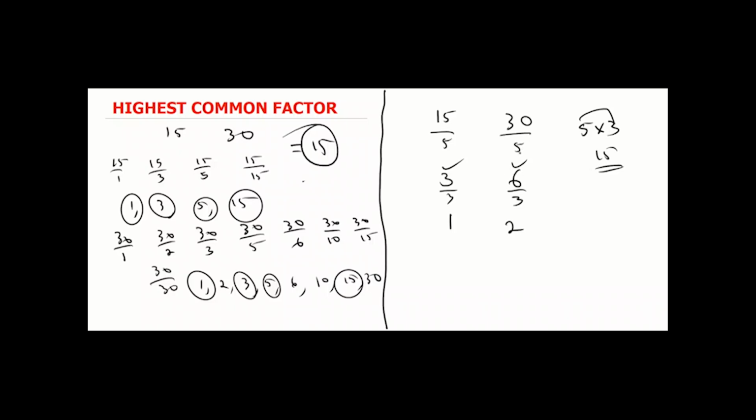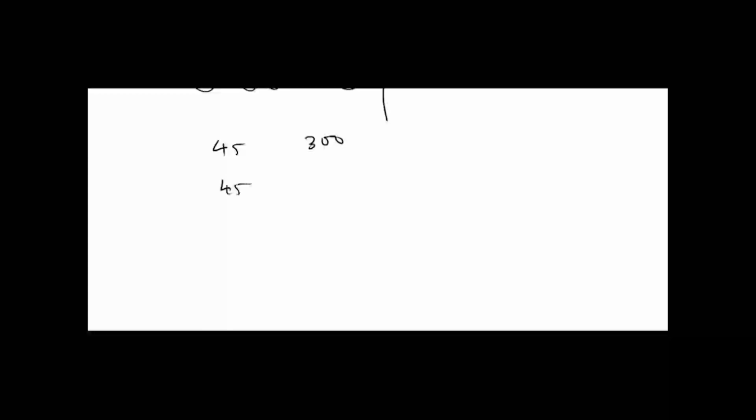Okay, so that is how you could do that. So let's get another one. Let's say you have 45 and we have 300, for instance. So you want to get the highest common factor of 45 and 300. If you want to write out all the factors of 300, it will take you a long time. So that is why this method is very good. You just write 45 here and you have 300 here.